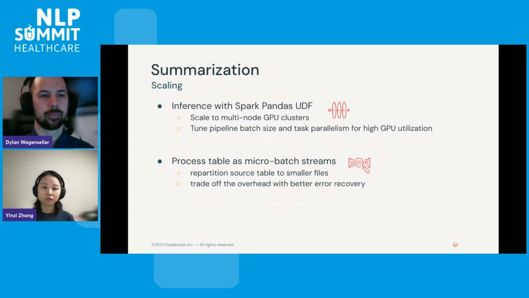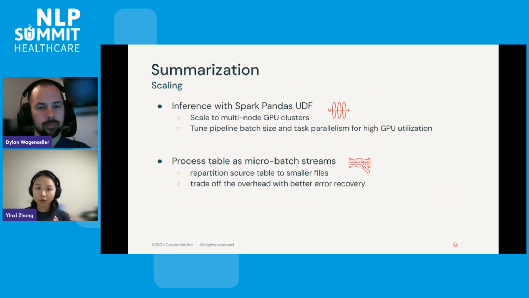And this is how we do the batch inference. We basically wrap the model as a Spark Pandas UDF, so it can be scaled to multi-node GPU clusters. This way, we can scale out the computation and increase the efficiency by adding more worker nodes to the GPU cluster. In terms of performance tuning, we mainly tuned the summarization pipeline batch size and the task parallelization in Spark GPU cluster configurations to maximize the GPU utilization.